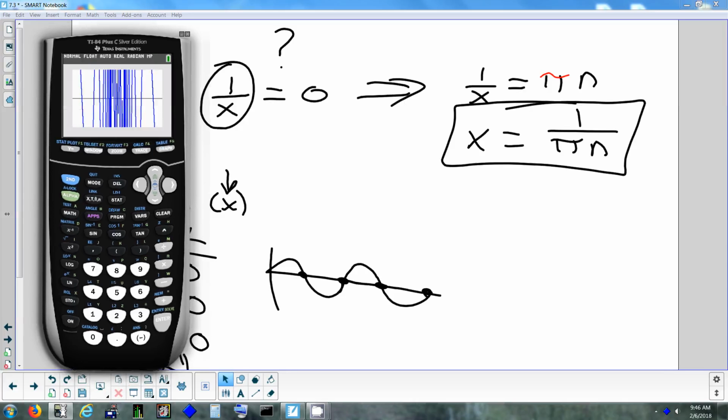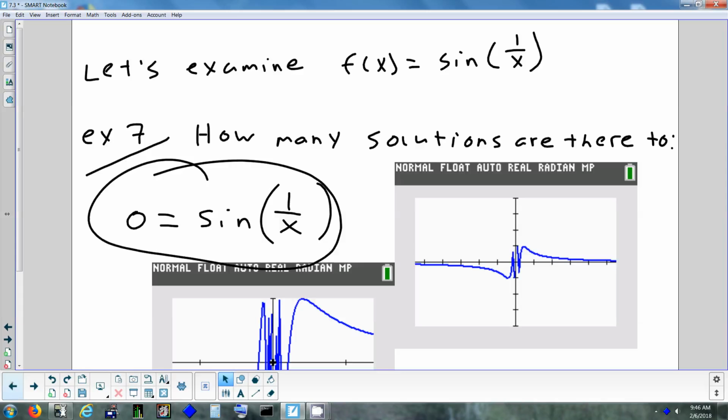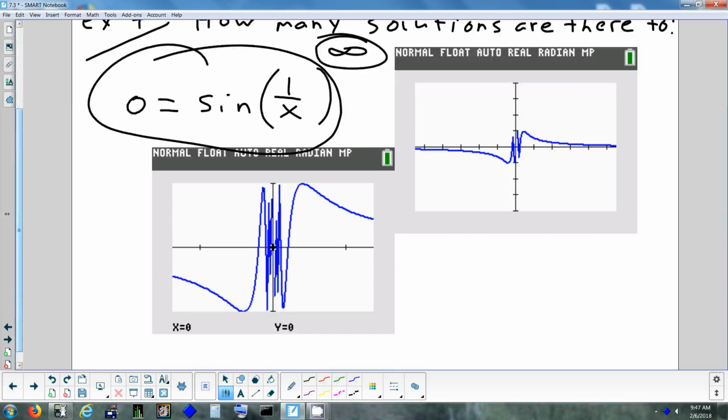So another one, 1 divided by 1,000 pi. That's another solution. 1 divided by 1,000,000 pi. 1 divided by 1,000,007 pi. 1 divided by any multiple of pi is where this graph crosses the x-axis. So it's infinitely many times. So, kind of a weird, simple looking equation, but actually a complicated result. So how many solutions are there? Infinite. Could do the same thing with cosine too.